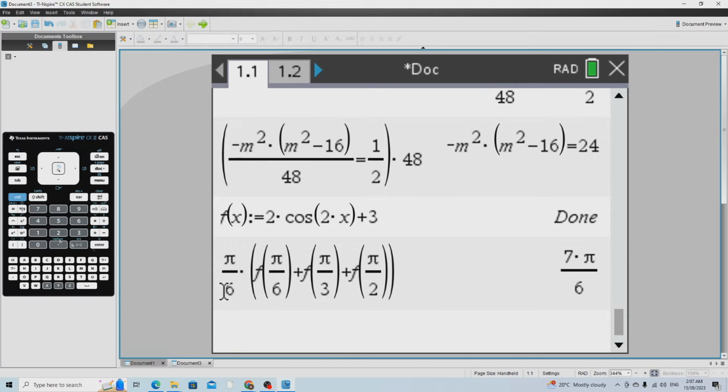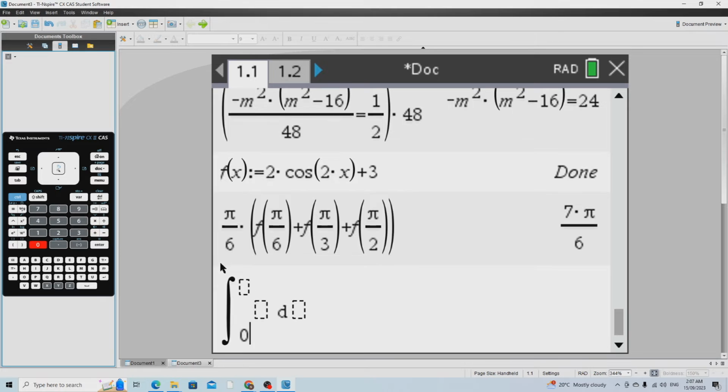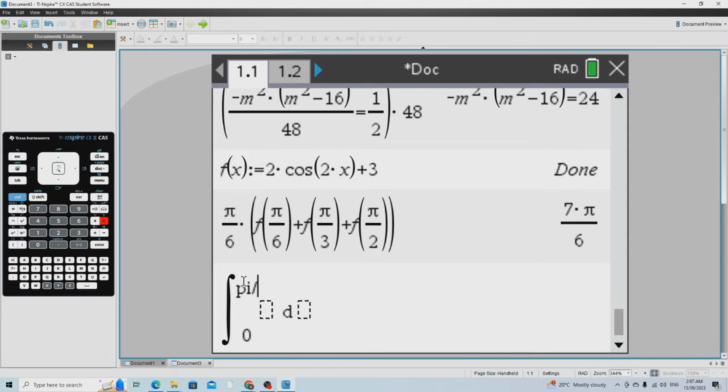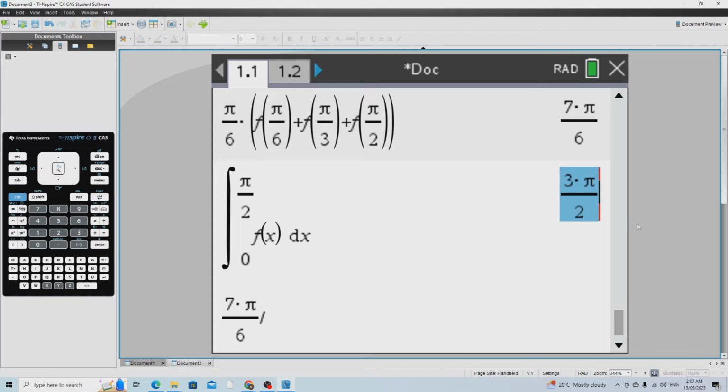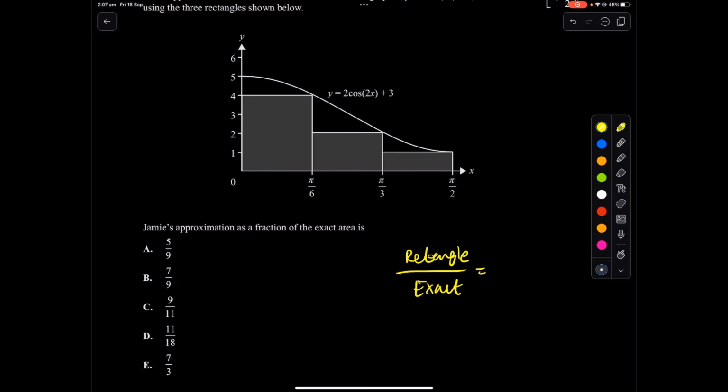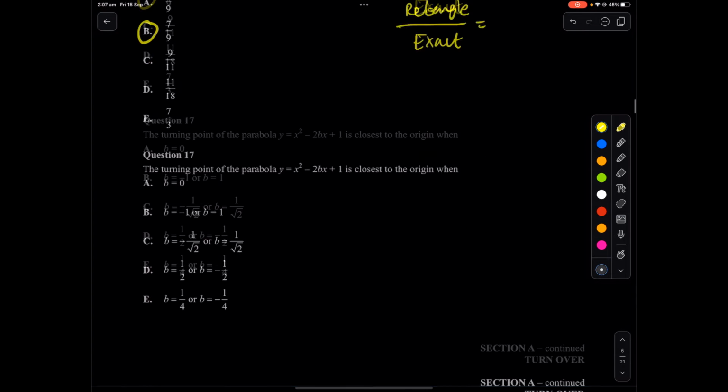And what about the area of the actual thing? Well, it's just the integral from 0 to pi over 2 of f of x dx, which is this. And we're saying this divided by this, it's 7 over 9. So choose B as your answer.